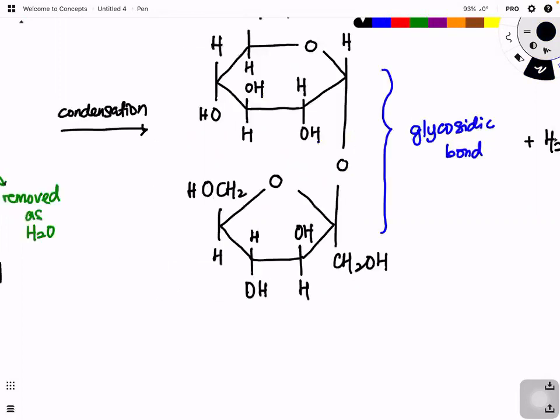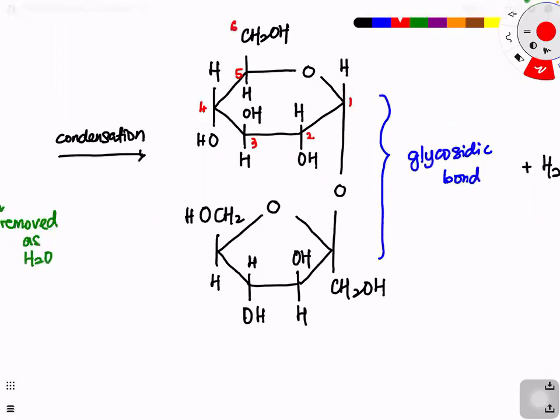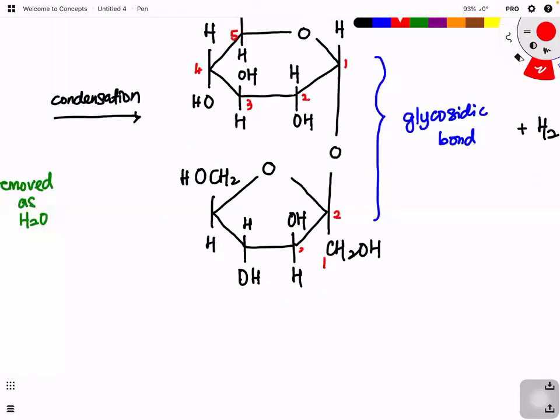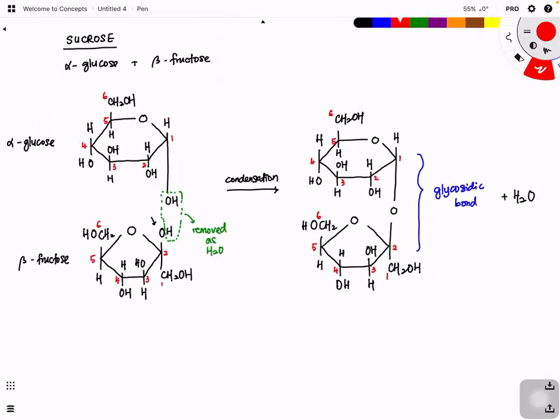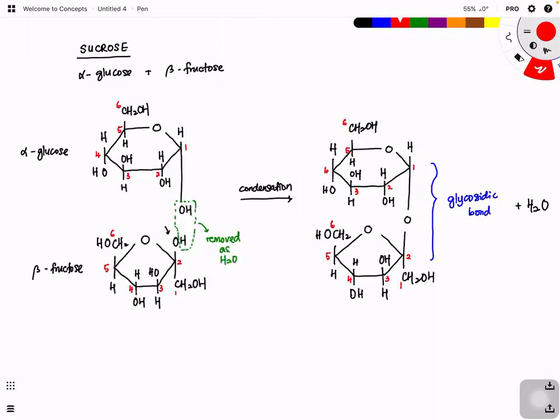Okay, so I label this as carbon 1, carbon 2, 3, 4, 5, and carbon 6. So this is carbon 1, carbon 2, carbon 3, carbon 4, carbon 5, and carbon 6. Okay, so I zoom it down so that you can see the overall picture of how the glycosidic bonds can be formed.